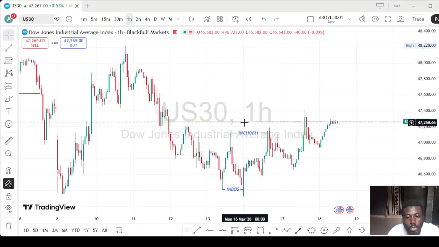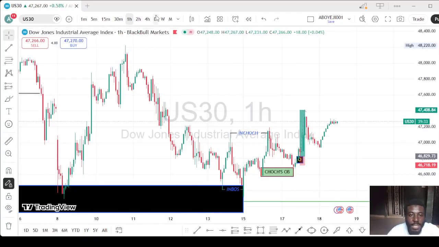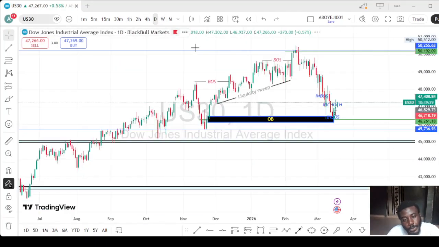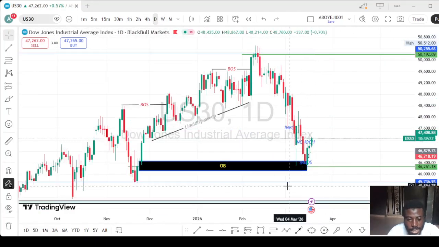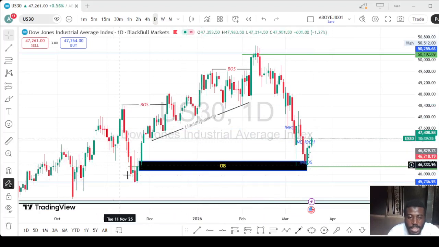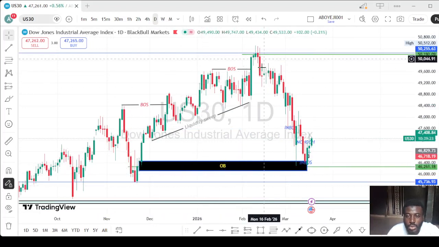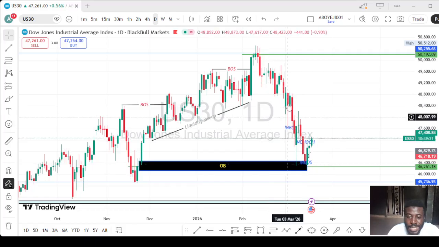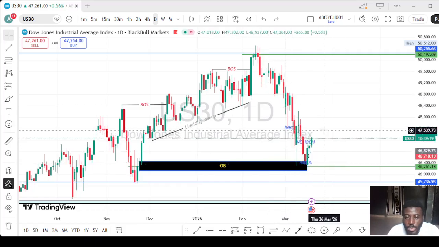Let's move to US30. This is US30 from the daily time frame. This is the swing low, and this is the swing high. The market is in between the what?